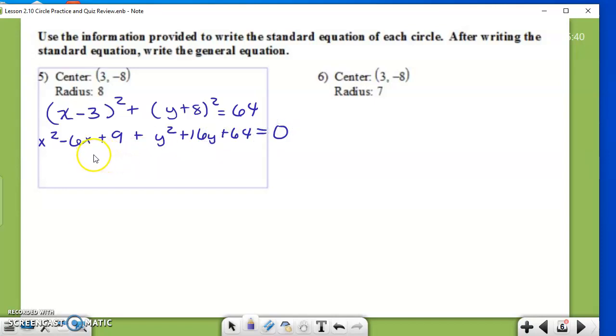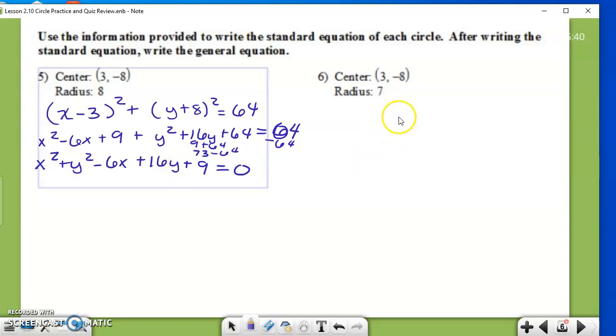Okay, so now once I'm here, I'm going to get things in order. Remember, it's x squared plus y squared minus 6x plus 16y. I'm sorry, I should have a 64 here. My brain's skipping ahead. And then I have 9 plus 64. Those are my two constants that I add here. That would be 73. And then I'm going to subtract 64 from both sides. So 73 minus 64 gives me a 9 here to be equal to 0.